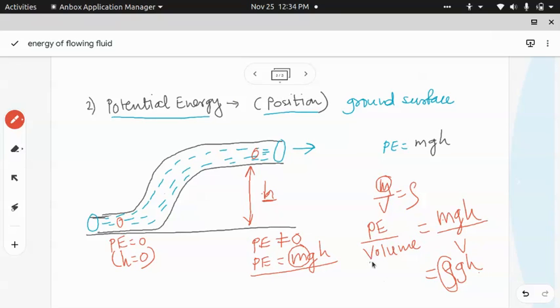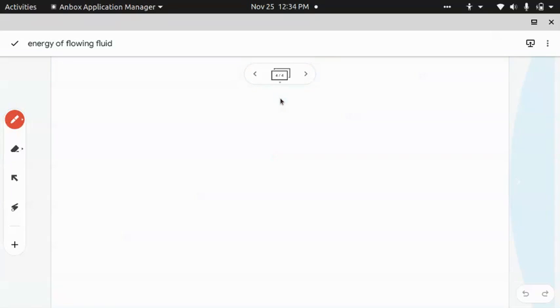So we are dividing each term, potential energy and kinetic energy, by the volume. Now, have you cleared this concept of potential energy? So the next type of energy, because as I said, this is the flow of liquid, so it has certain more types of energies in it. That type of energy is pressure energy. I will write the third type of energy that liquid can have.